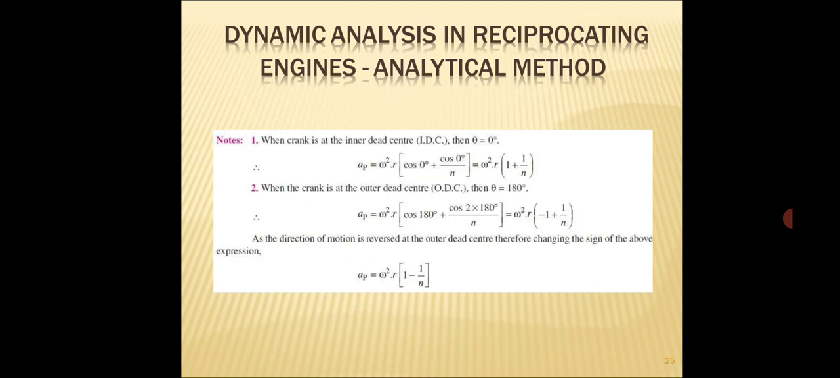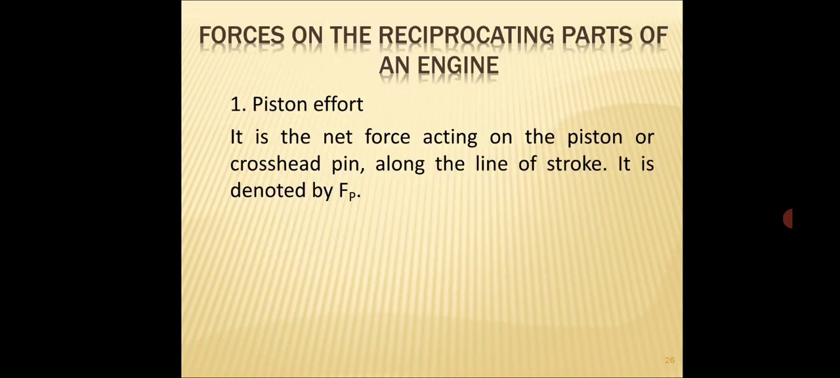So here, what are the conditions you have to apply for the acceleration of the piston? When the crank is at the inner dead center, the theta value will be 0. Substituting theta as 0, you get omega square into r when cos 0 degree is 1, so 1 plus 1 by n. When the crank is at the outer dead center, the theta value is 180 degrees. Substituting 180, we get minus 1, so omega square into r into minus (1 plus 1 by n). So these are the conditions we have to apply.